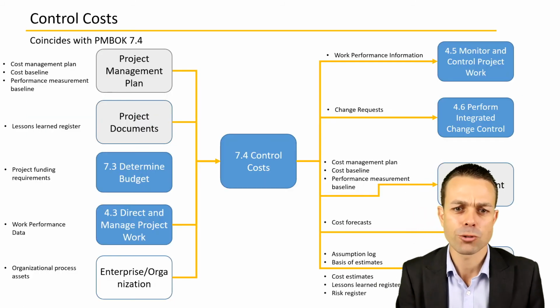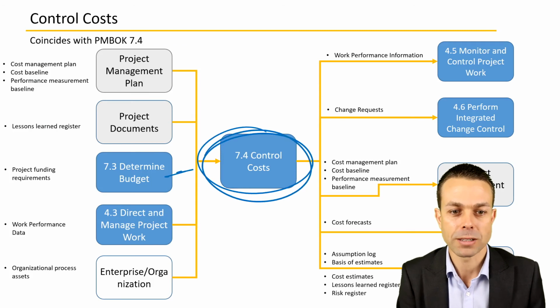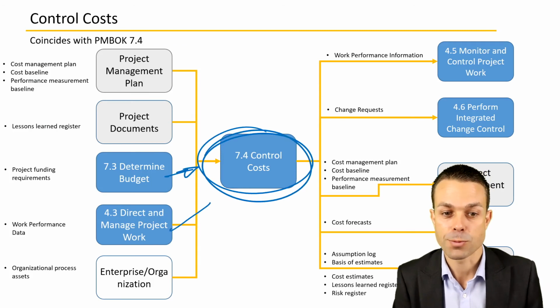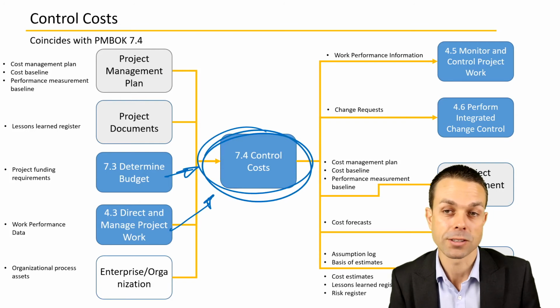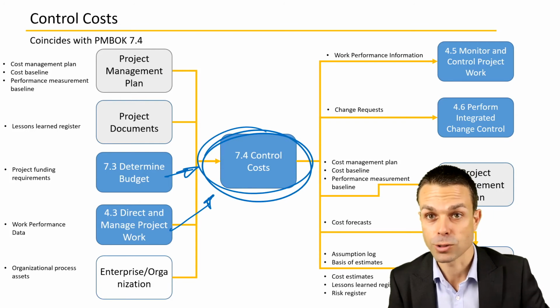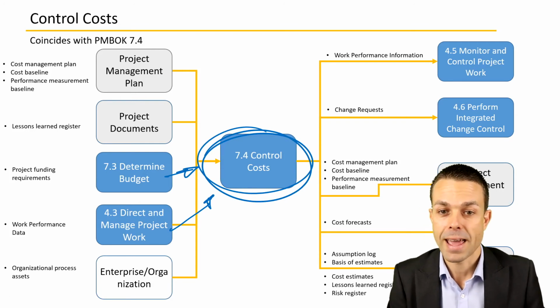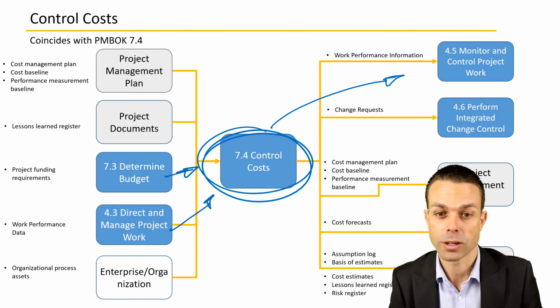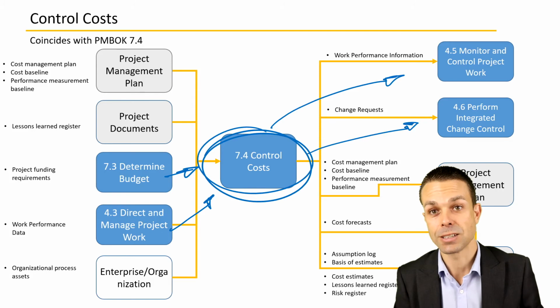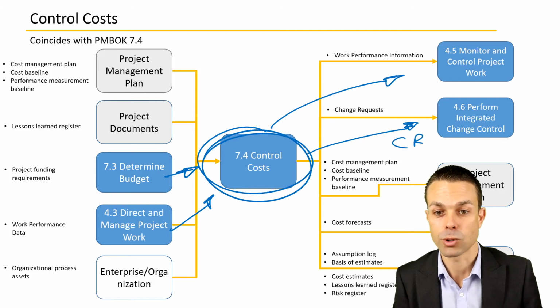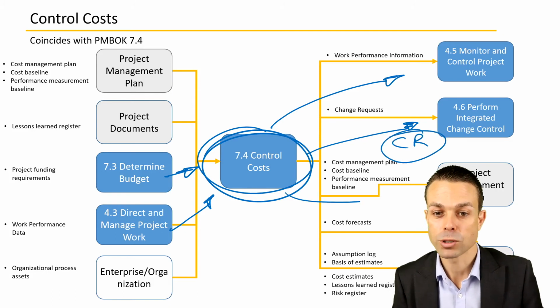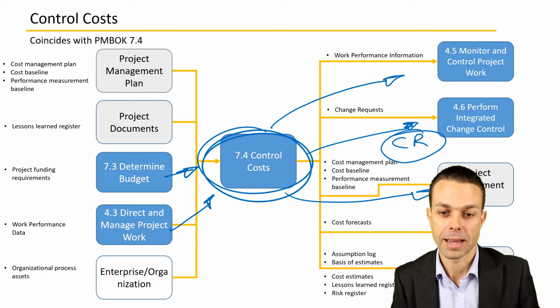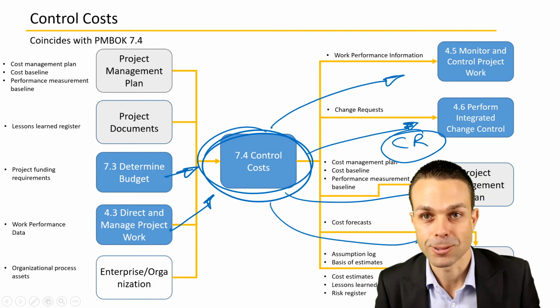And as you can see, controlling the cost, determining our budget comes into it, directing and managing project work comes into it as well, because we're needing to direct and deliver those items as we're going along. But as an output, we're also wanting to monitor and control that project work and perform integrated change control as well if there are change requests required. Of course, we're updating our project management plan and the project documents as well.